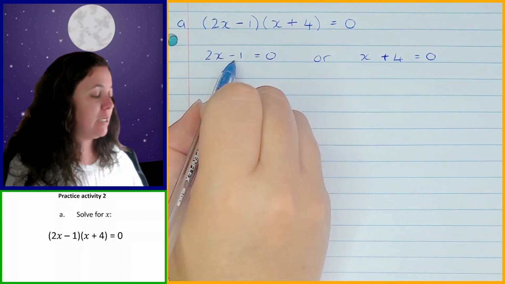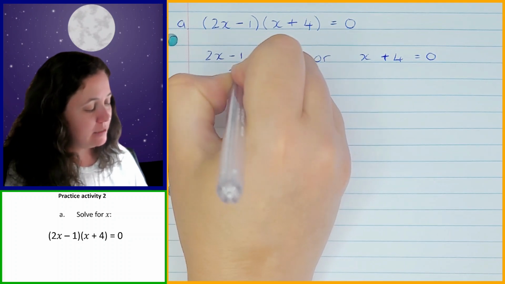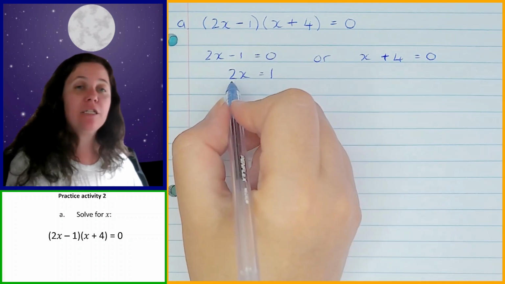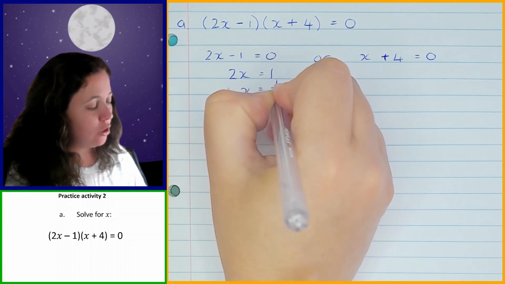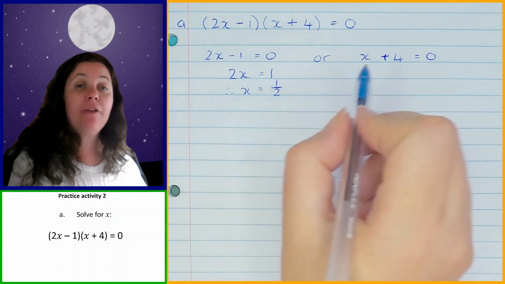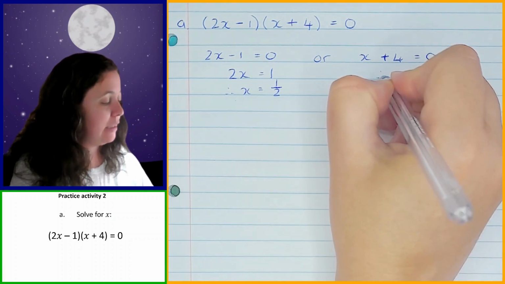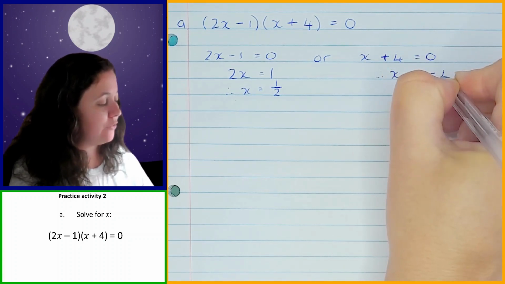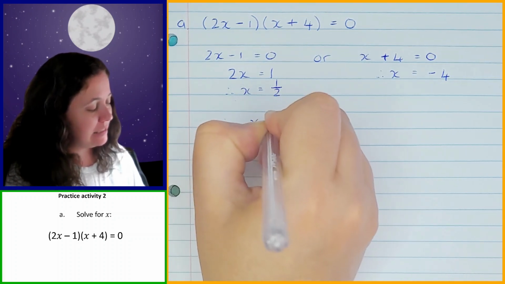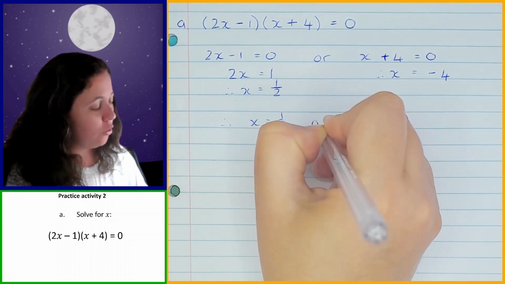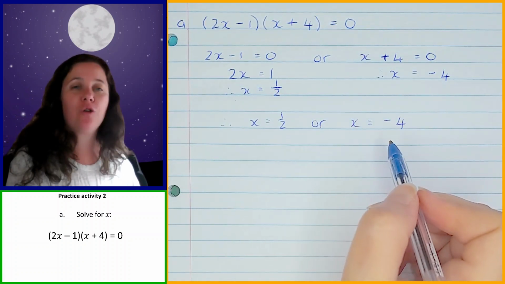I've got 2x minus 1. I need to get rid of this minus 1 by adding 1 on both sides. So that gives me 2x equal to 1. And then I need to divide by 2 on both sides. So I get x equal to 1 over 2, or a half. And then for this one over here, I'm going to get rid of the 4 by subtracting 4 on both sides. So that gives me x equal to -4. So now I need to go and write my final answer. So therefore I can say x is equal to a half, or x is equal to -4. So that's what you should have got for question A.